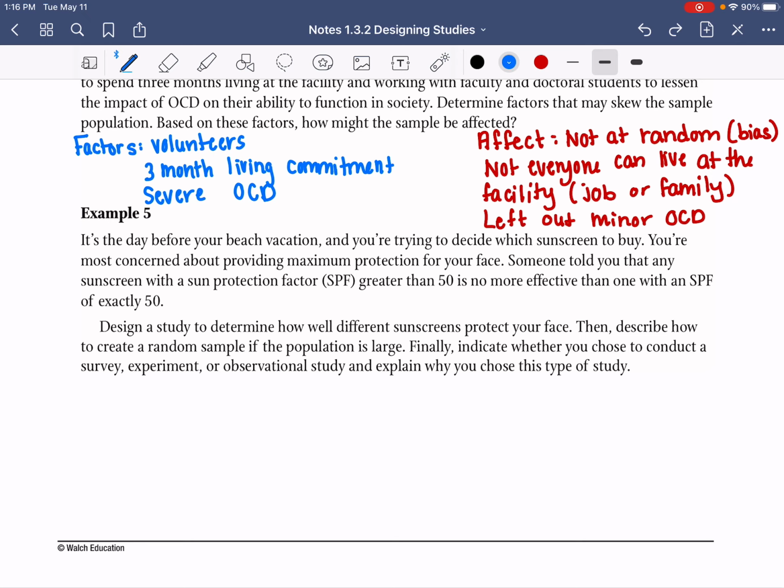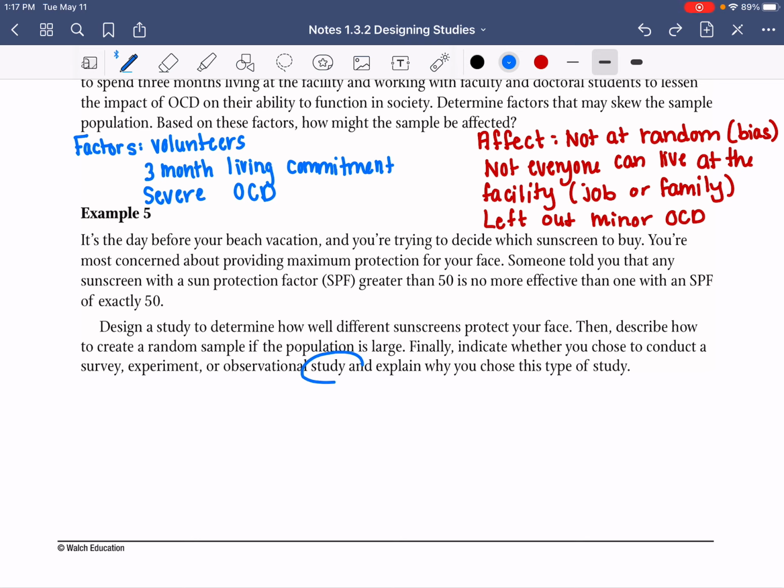All right, last example, number 5. It says, on the day before your beach vacation, you're trying to decide which sunscreen to buy. You're most concerned about providing maximum protection for your face. Someone told you that any sunscreen with a protection factor SPF greater than 50 is no more effective than one with exactly 50. Design a study to determine how well different sunscreens protect your face, then describe how to create a random sample if the population is large. Finally, indicate whether you chose to conduct a survey, experiment, or observational study.